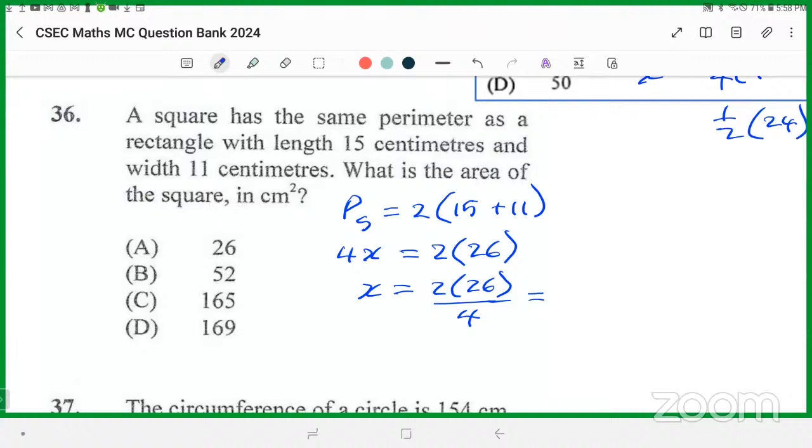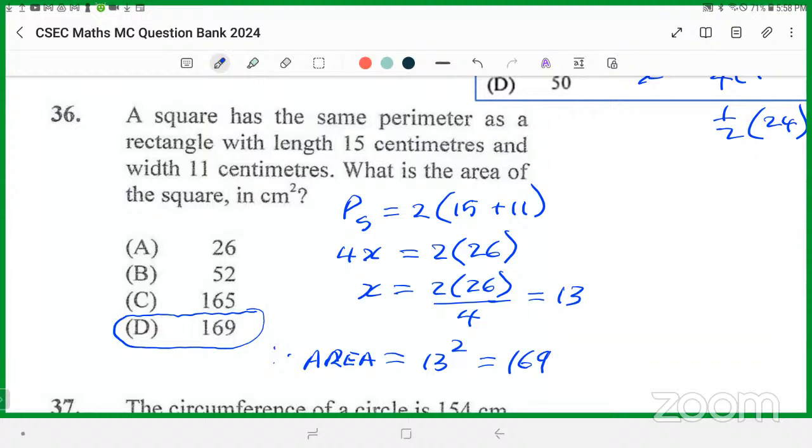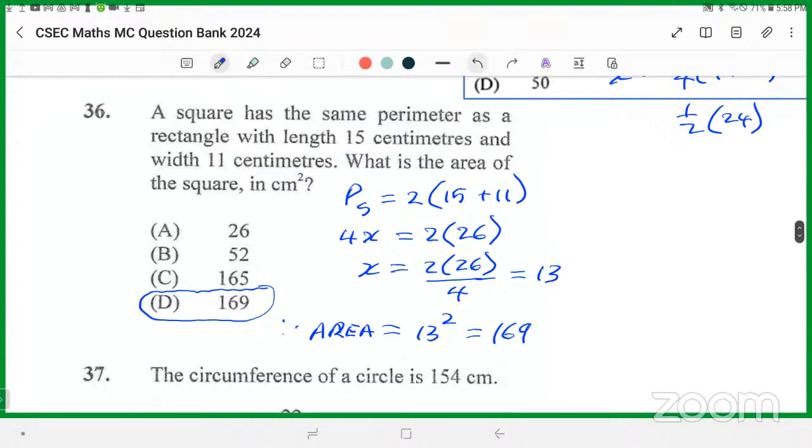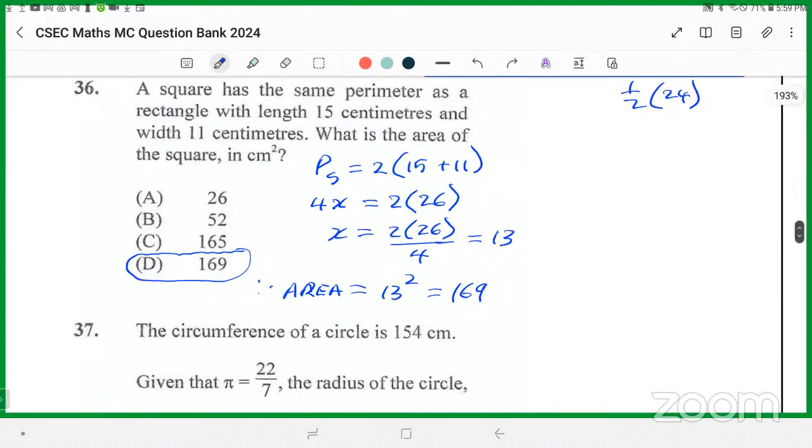What does this work out to? 13. Therefore, the area becomes 13 squared, which is 169. So this is it, 169. That is it. This becomes 13 because I do 2 into this goes 1, and then 2 into this goes 13. I'm getting 13 without expanding it. If I can use a calculator.